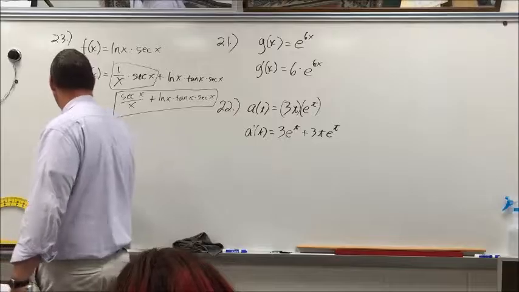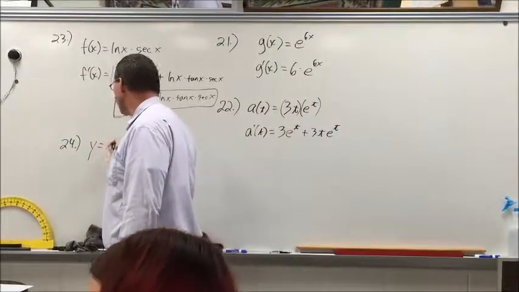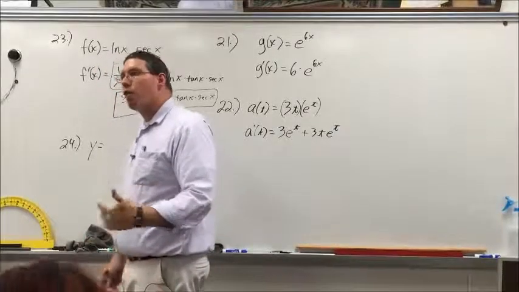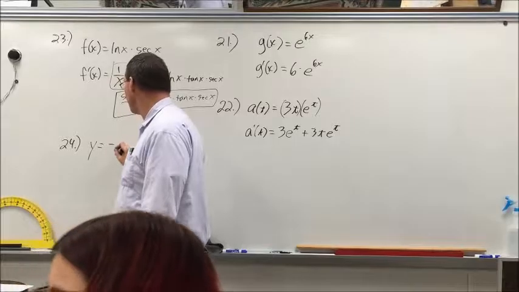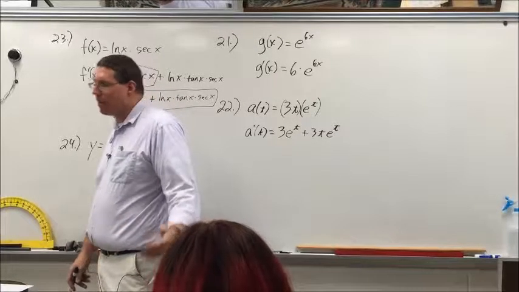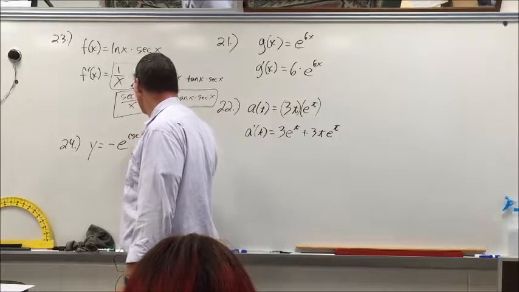So let's do question number 24. Y equals... Okay, this is actually our first negative function. I haven't messed with negatives up to this point, but now we're going to mess with negatives. It's not that big of a deal. It's just negative 1 times negative e to the power of cosecant of x.